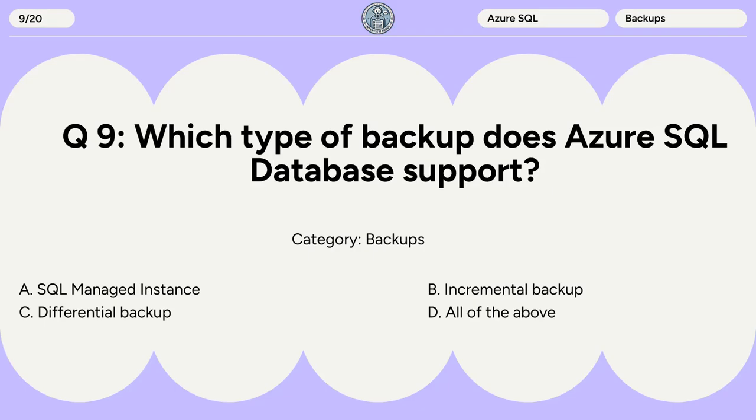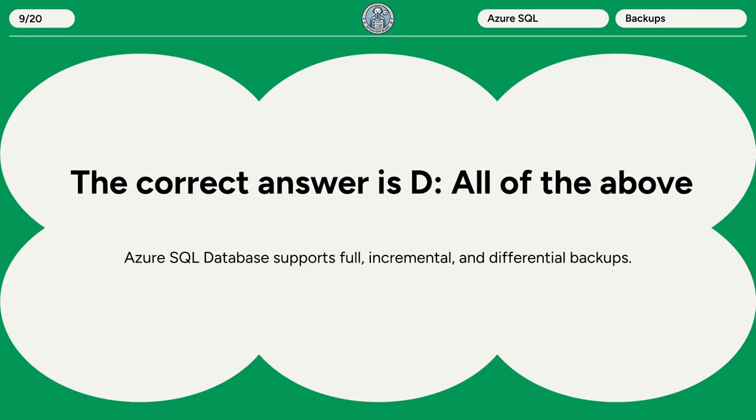Question 9. Which type of backup does Azure SQL Database support? A. Full backup. B. Incremental backup. C. Differential backup. D. All of the above. The correct answer is D. All of the above. Azure SQL Database supports full, incremental, and differential backups.